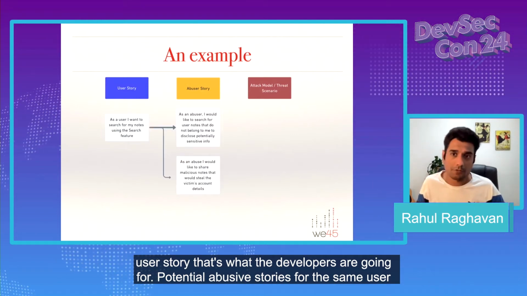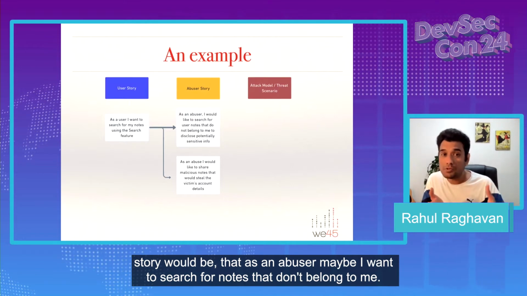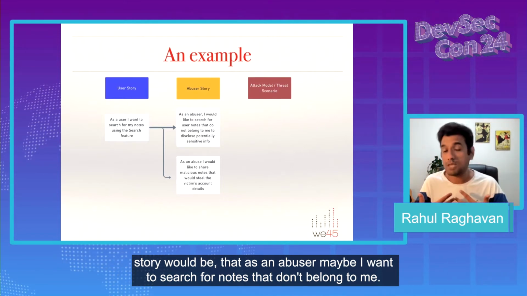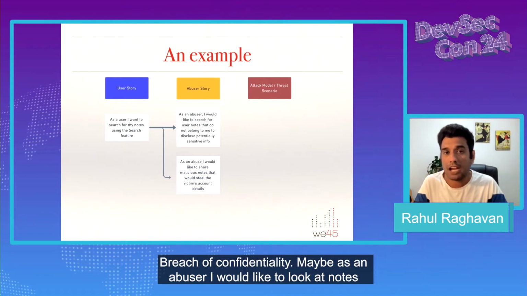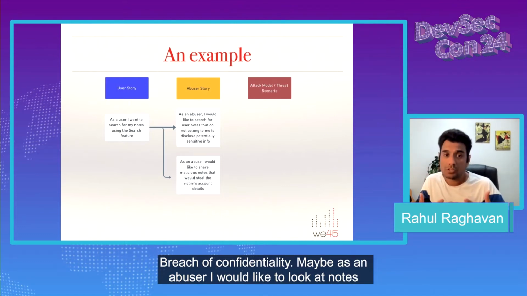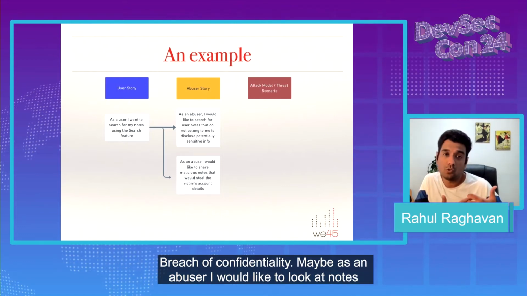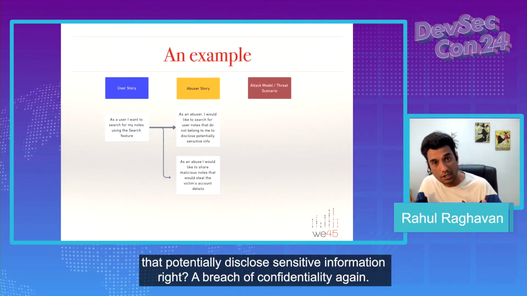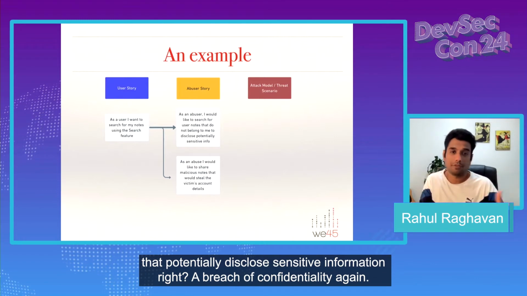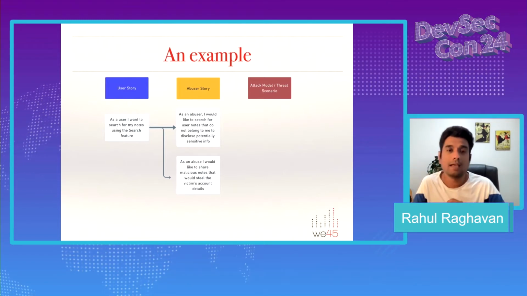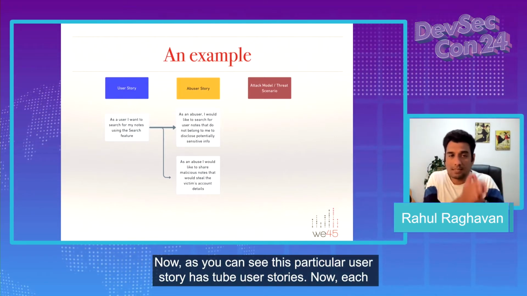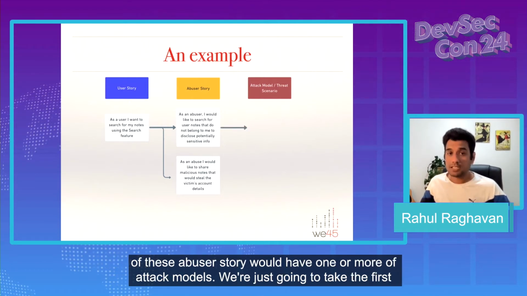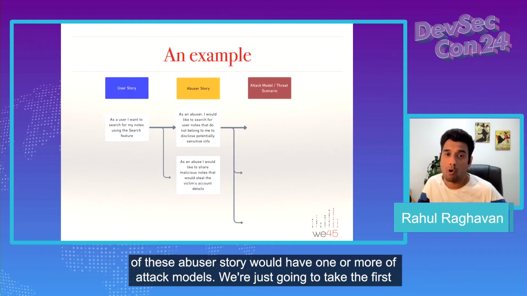Potential abuser stories for the same user story would be that as an abuser, maybe I want to search for notes that don't belong to me, a breach of confidentiality. Maybe as an abuser, I would like to look at notes that potentially disclose sensitive information, right? A breach of confidentiality again. Now, as you can see, this particular user story has two abuser stories. Each of these abuser stories would have one or more attack models.